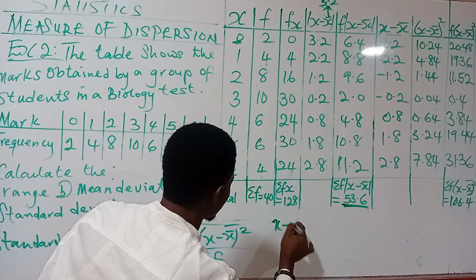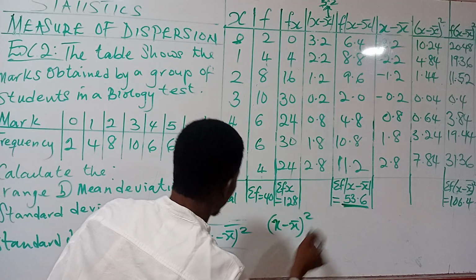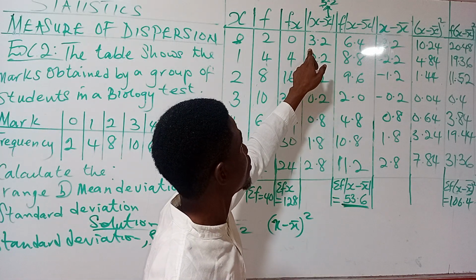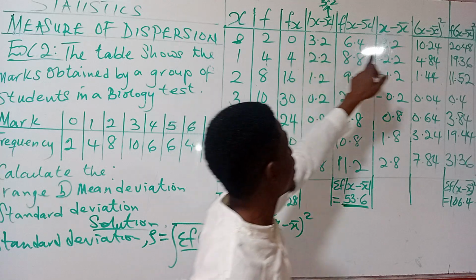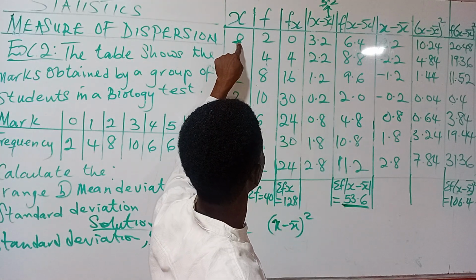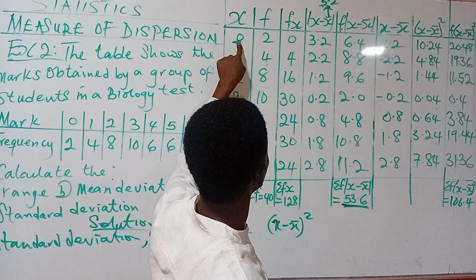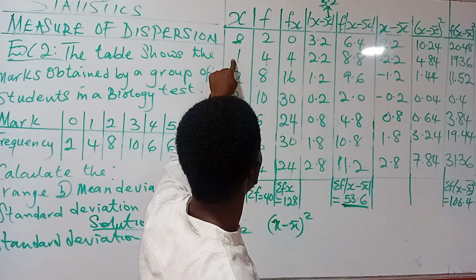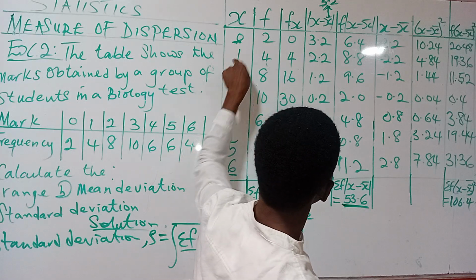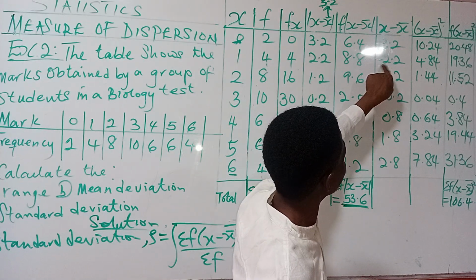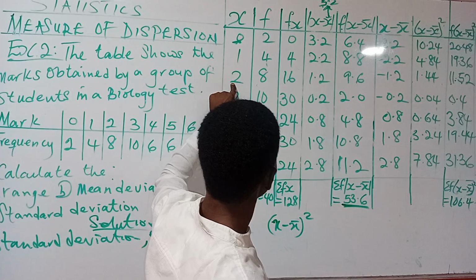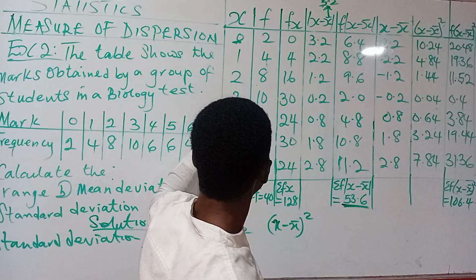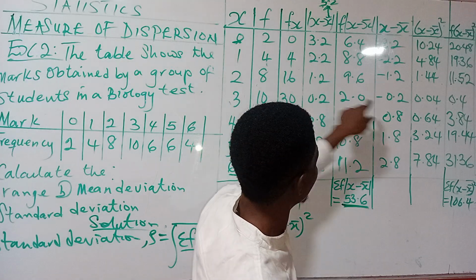So in this case, we need x minus x bar, then you square it, which means that you need to come here. When you do 0 minus 3.2, we have minus 3.2. 1 minus 3.2, we have minus 2.2. 2 minus 3.2, we have minus 1.2. 3 minus 3.2, we have minus 0.2.